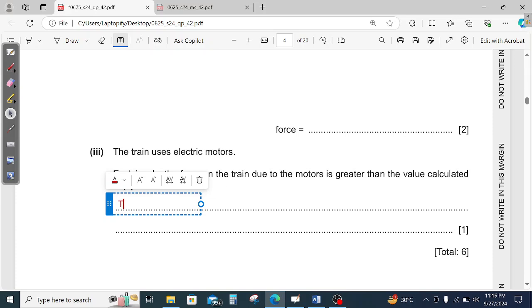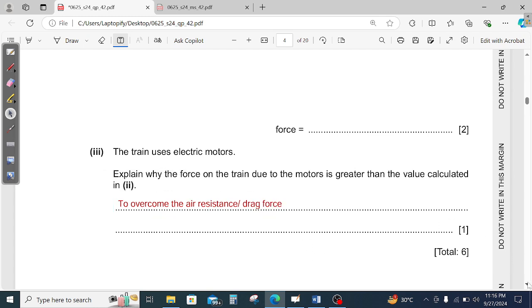So I will write here, to overcome the air resistance and drag force. You can use both terminologies, and you will easily get 1 mark here.